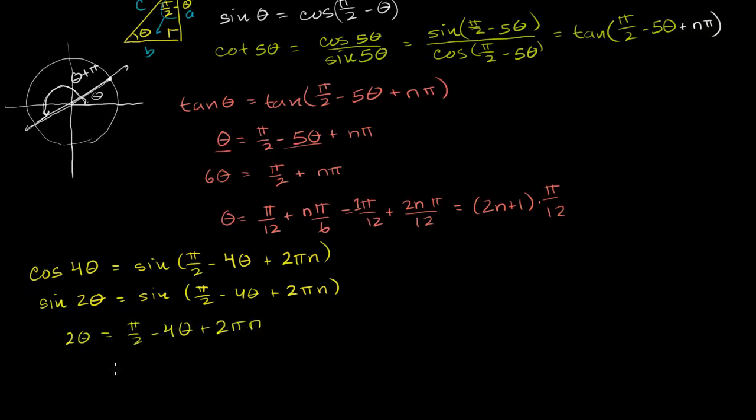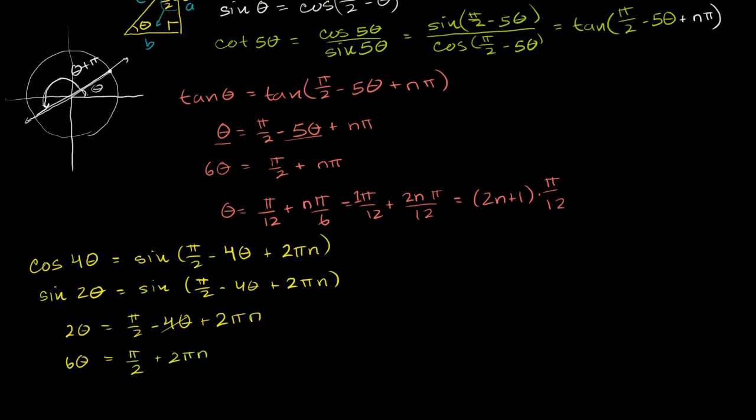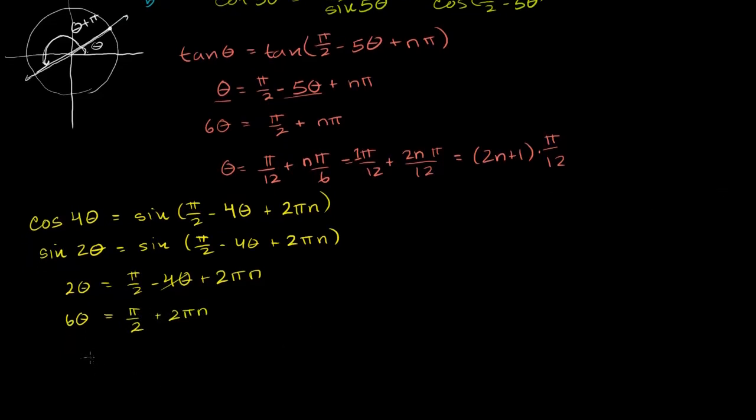Let's add 4 pi to both sides of this equation. We get 6 theta. 6 theta is equal to pi over 2, plus 2 pi n. So this is canceled out. Let's divide both sides by 6.